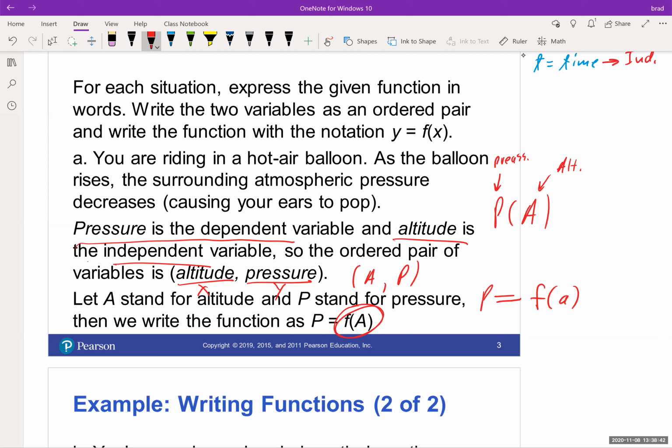So I'm a big fan of that in algebra, using letters to represent what you're talking about. Some people get confused and they just always want to use X and Y, and that's okay, but then you're kind of limiting yourself, okay?